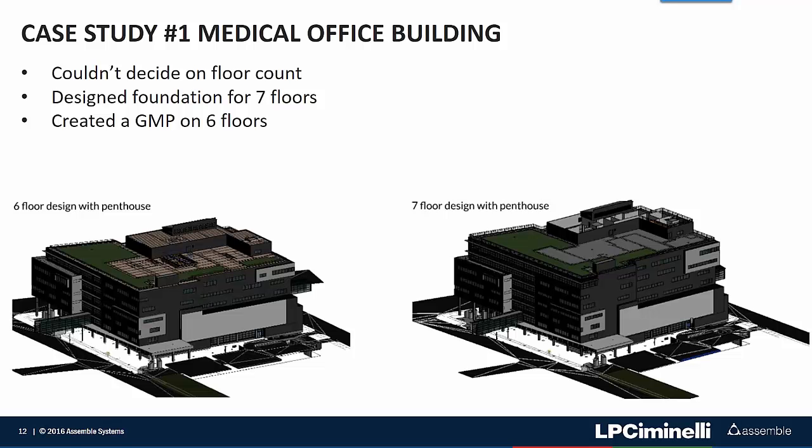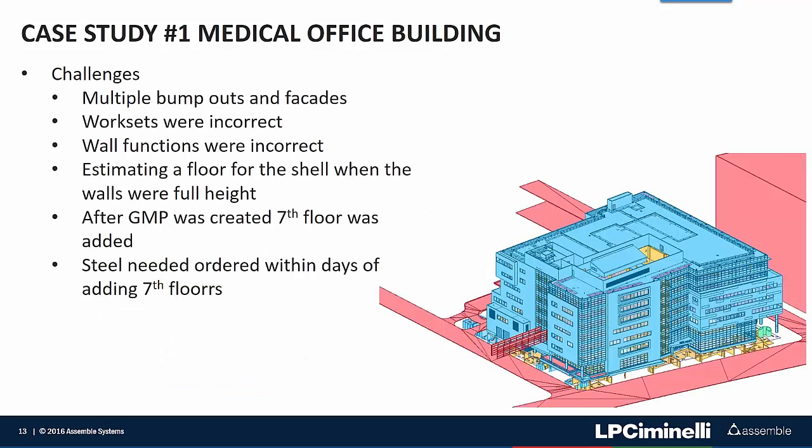The first issue with this project was nobody could give us a definitive answer on how many floors they wanted. First they wanted 8, then they dropped it to 7, then they dropped it to 6, they went back to 7, and then at the end of the day they decided to do the GMP on 6 floors. However, they kept the foundation designed in case they would add the 7th floor at the last minute. You can see in the image below the 6th floor design and the 7th floor design and how they differ just a little bit. One of the biggest challenges with having the flexible building for the estimators was that this particular building in general had a lot of bump outs and facades, and so the estimates became a little tricky.